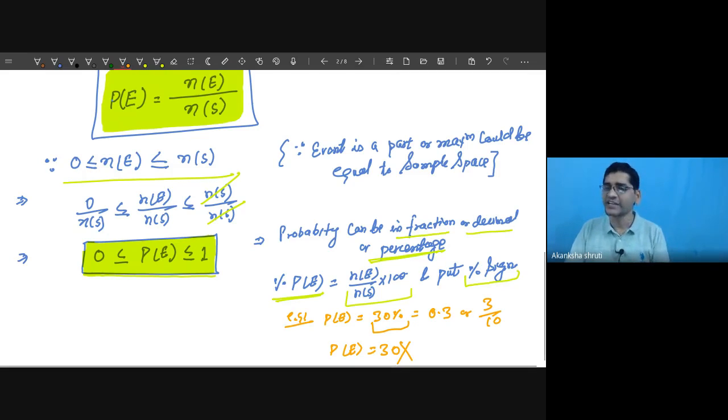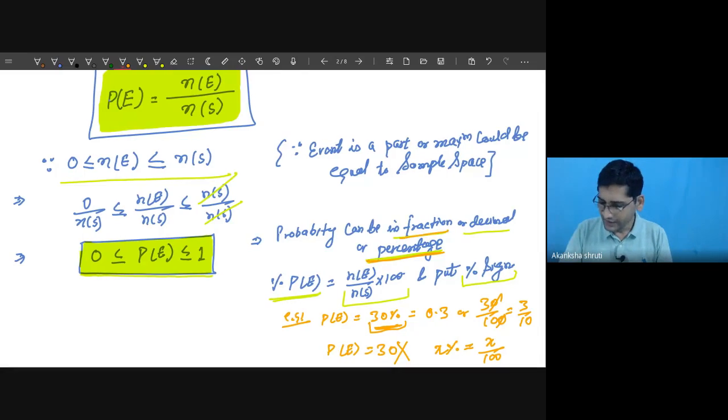Why? It will violate the inequality that probability cannot exceed 1. But a percentage indicates it is divided by 100. Okay, students? Any kind of percentage always indicates that whatever the term x is, it is divided by 100. Therefore, 30% means 30 divided by 100. The zeros get cancelled, so it is 3 by 10, or in decimal, 0.3. So the probability can be expressed in terms of percentage, in fractional form, or in decimal form. These are the ways of expression.